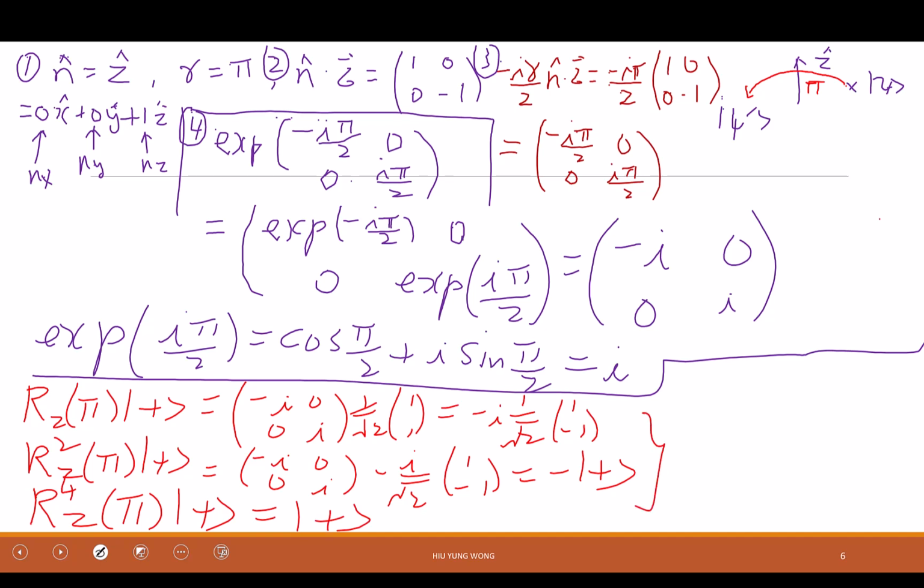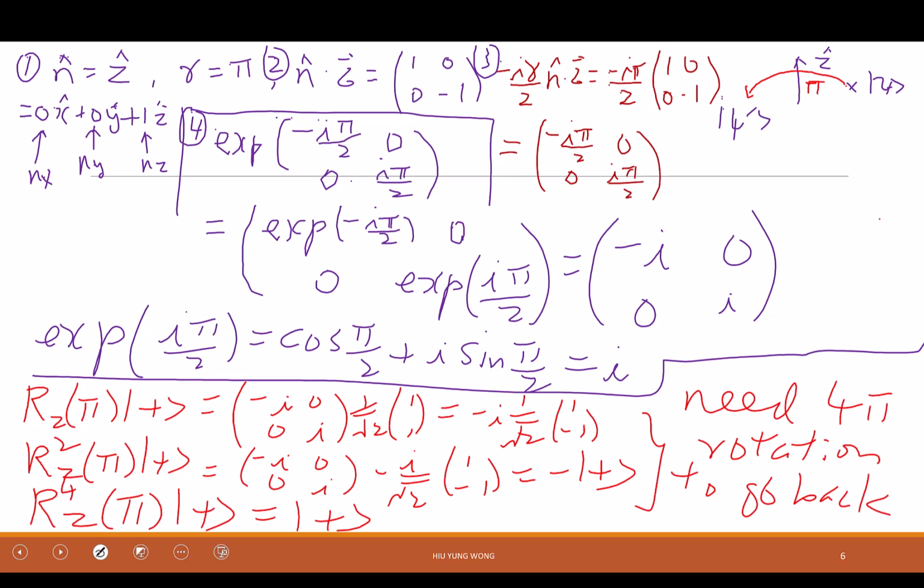So what does it mean? You need a 4 pi rotation to go back to the original state. Right? So that is one thing to show you that the so-called rotation we see in the Bloch sphere is not the real rotation that we have, but we just map to the 3D space. The 3D space embedding has some relationship to the hyperspace that the qubit resides in.